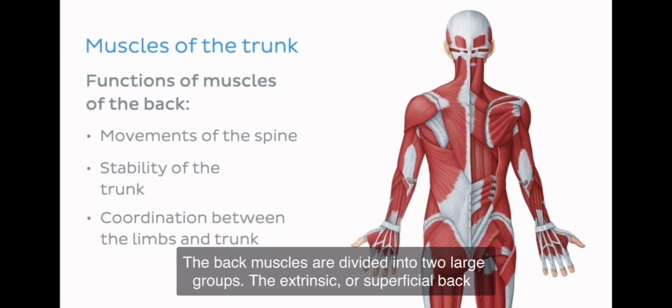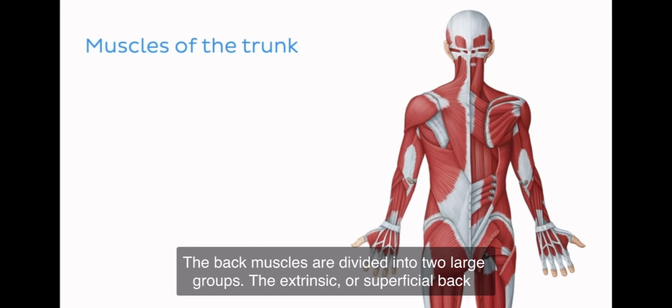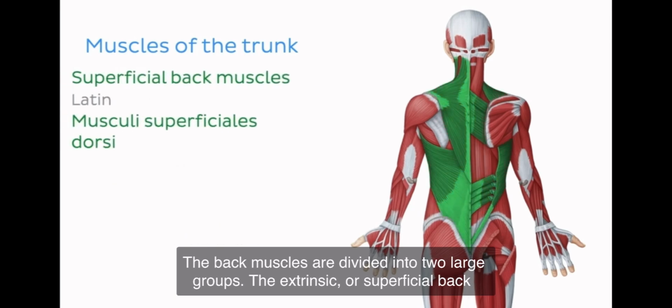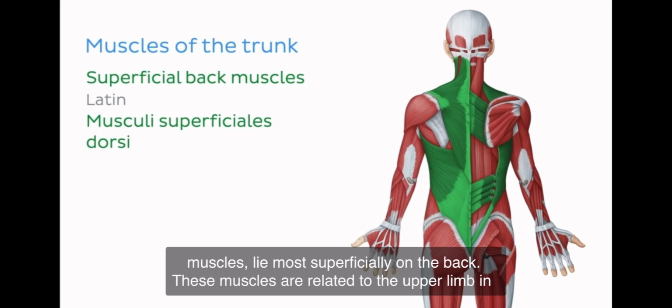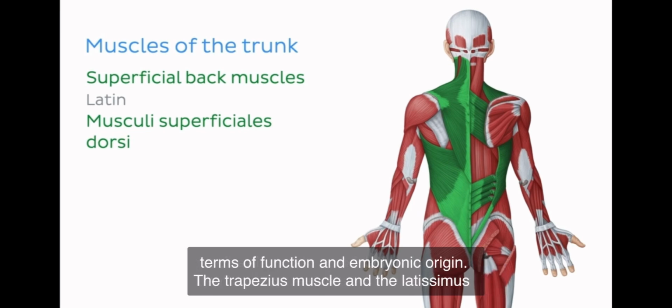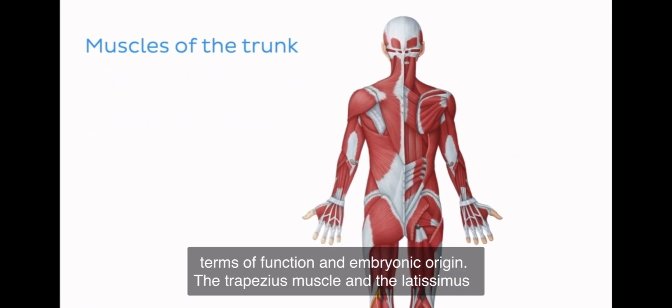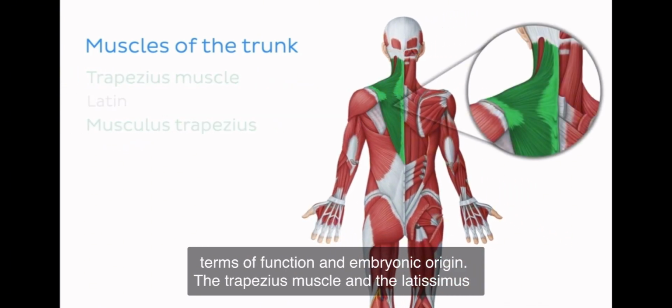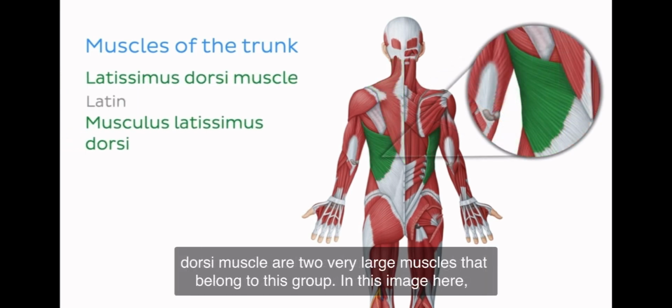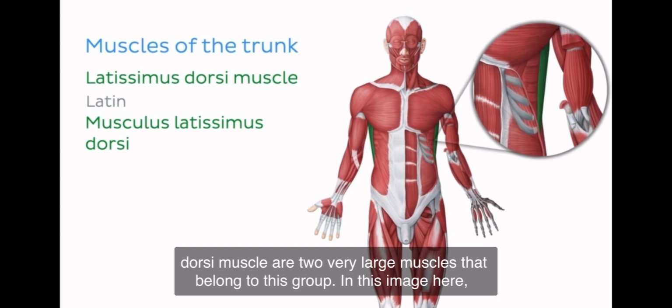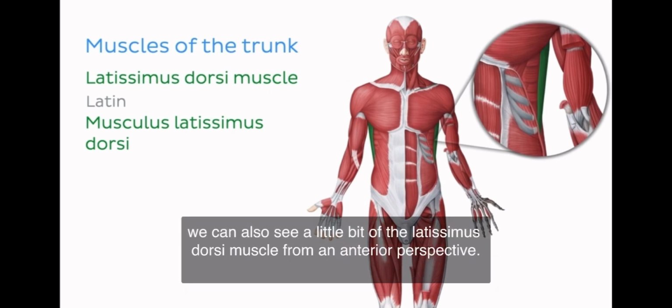The back muscles are divided into two large groups. The extrinsic or superficial back muscles lie most superficially on the back. These muscles are related to the upper limb in terms of function and embryonic origin. The trapezius muscle and the latissimus dorsi muscle are two very large muscles that belong to this group. In this image here, we can also see a little bit of the latissimus dorsi muscle from an anterior perspective.